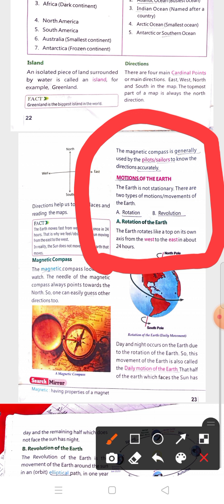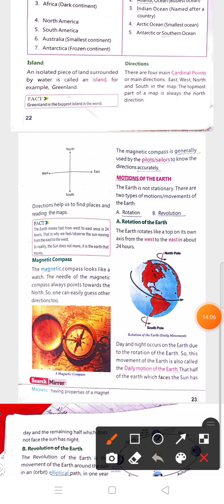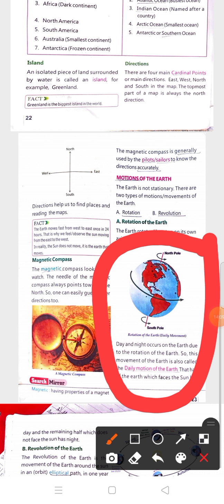Motions of the earth. The earth is not stationary. There are 2 types of motions or movements of the earth: A. Rotation, B. Revolution. A. Rotation of the earth. The earth rotates like a top on its own axis from west to east in about 24 hours. Day and night occur on the earth due to the rotation of the earth. So, this movement of the earth is also called the daily motion of the earth.